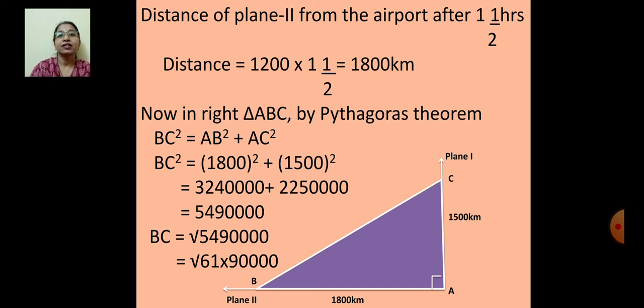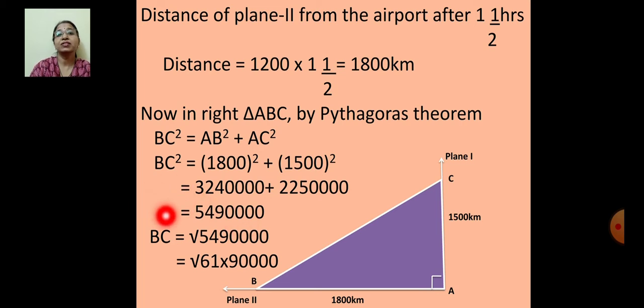Now we have to find out BC. The angle between two adjacent directions is always 90 degrees. So triangle ABC is a right angle triangle. So apply Pythagoras theorem there. BC square is equal to AB square plus AC square. Substitute the values. BC square is equal to 1800 square plus 1500 square. Their squares are this. Add them, you will get this value.